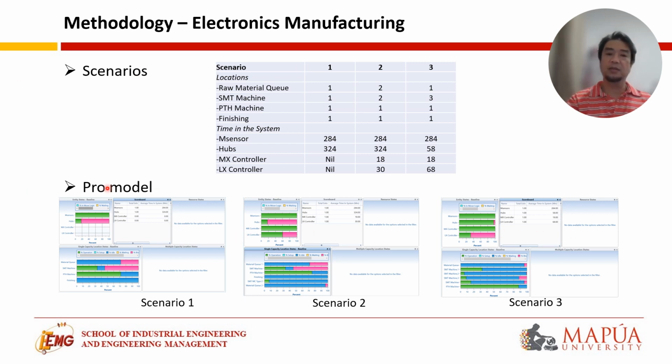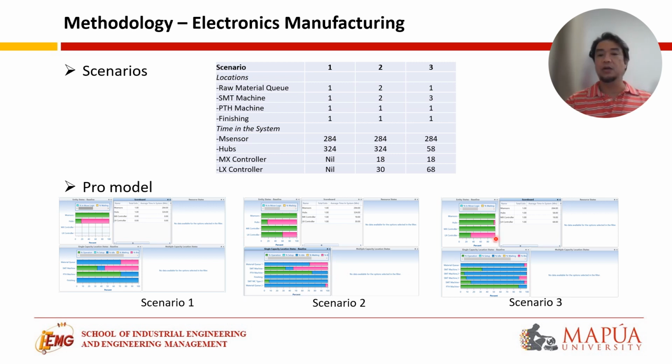Running the ProModel approach for scenario one, the problem occurs when the LS controller and the MS controller are not able to process, but it was stopped on the processing of the hub. So meaning I do have a bottleneck. The bottleneck is identified as the SMT process. So from here, I would like to do a simulation. What if I put a two queue location and two SMT locations? What happened here is that I have successfully managed to process all the entities, which are the M sensors, hubs, and the controllers.